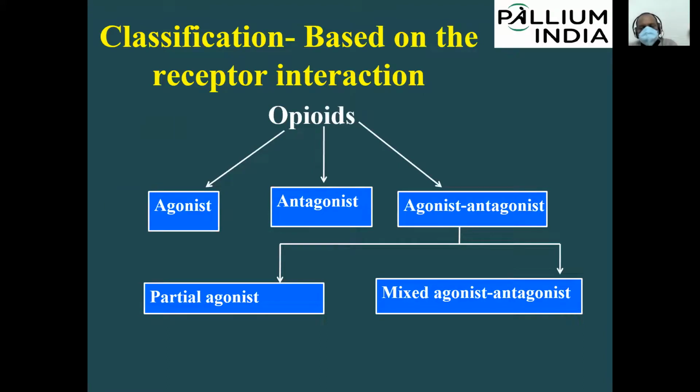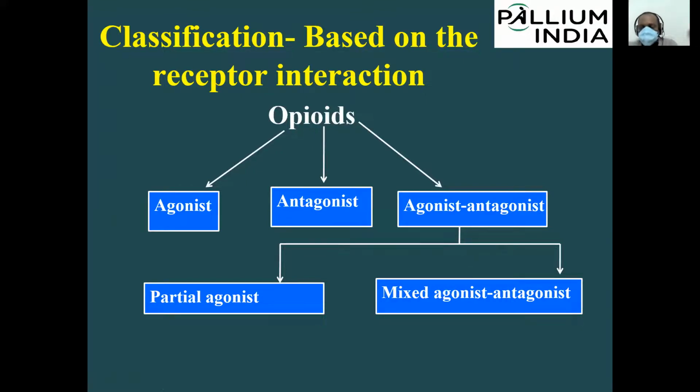So opioids are divided into 3, which are known as agonist, antagonist, and agonist-antagonist. So agonist means it is an opioid which combines with opioid receptors to produce pain relief. So which are those? Can you name some of the agonists? All the opioids which we know: tramadol, codeine, morphine, fentanyl, methadone, all are agonists.